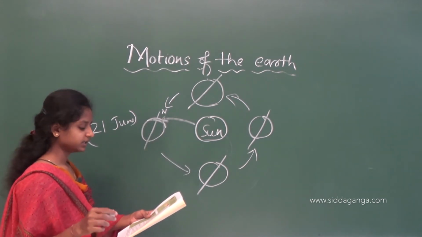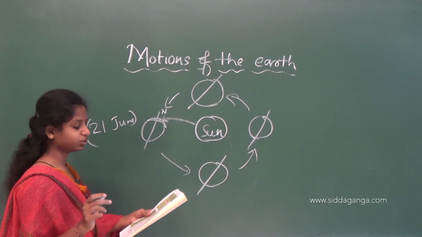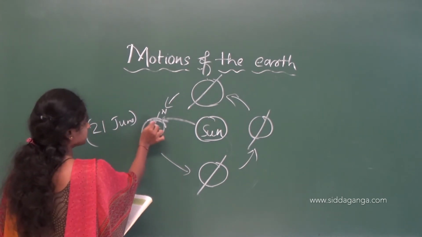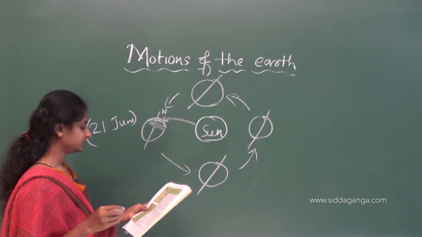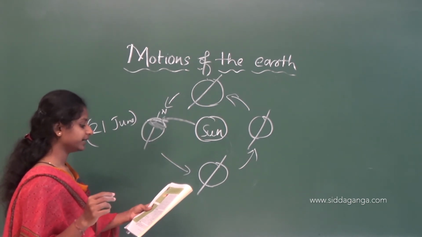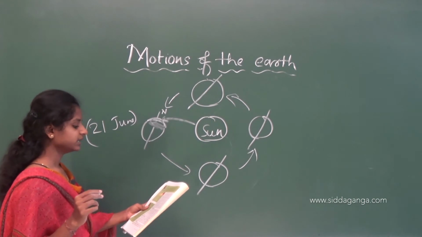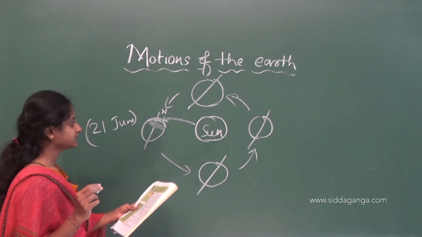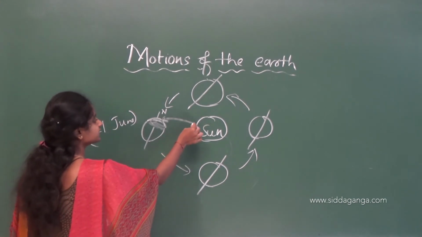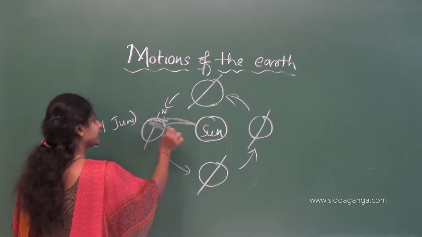As a result, these areas receive more heat. So, this area will receive more heat. Then, the areas near the poles receive less heat as the rays of the sun are slanting. So, the rays of the sun are very slanting like this.